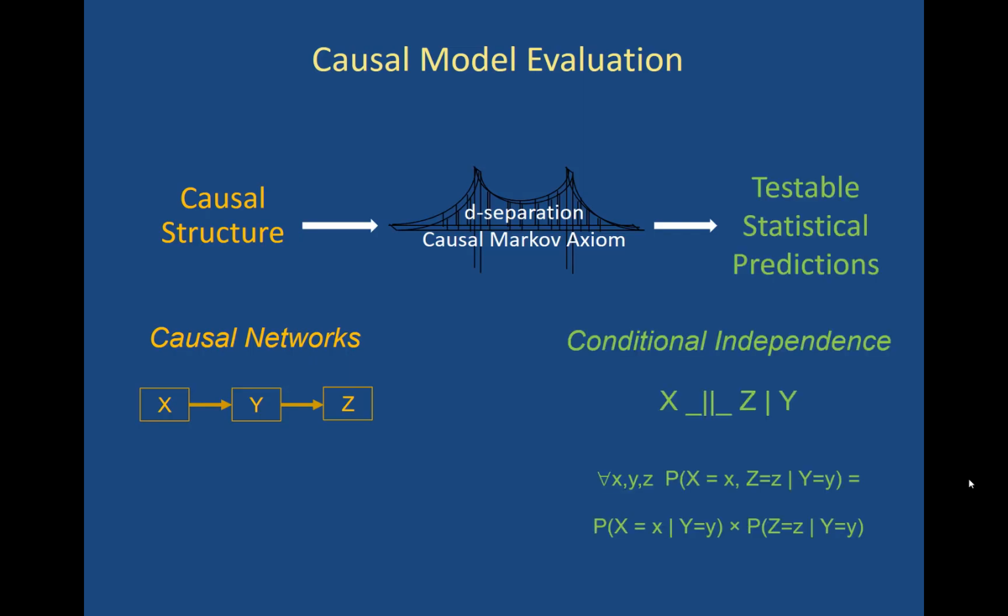So finally, for us to actually evaluate models, we have to have some way to connect the structure of the model to testable constraints we could look at in data. And so the causal networks, which are entirely qualitative representations of causal structures, have been connected to an entirely qualitative testable constraint in data, that is, conditional independence relations. So the notation we use for conditional independence, as we show here, is that X is conditionally independent of Z on Y, or X is independent of Z conditional on Y.